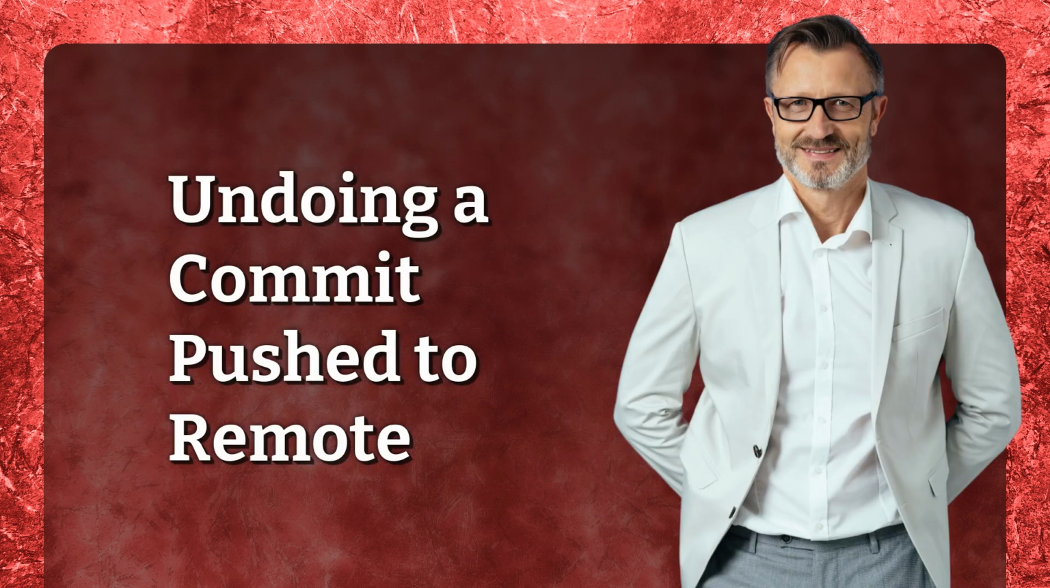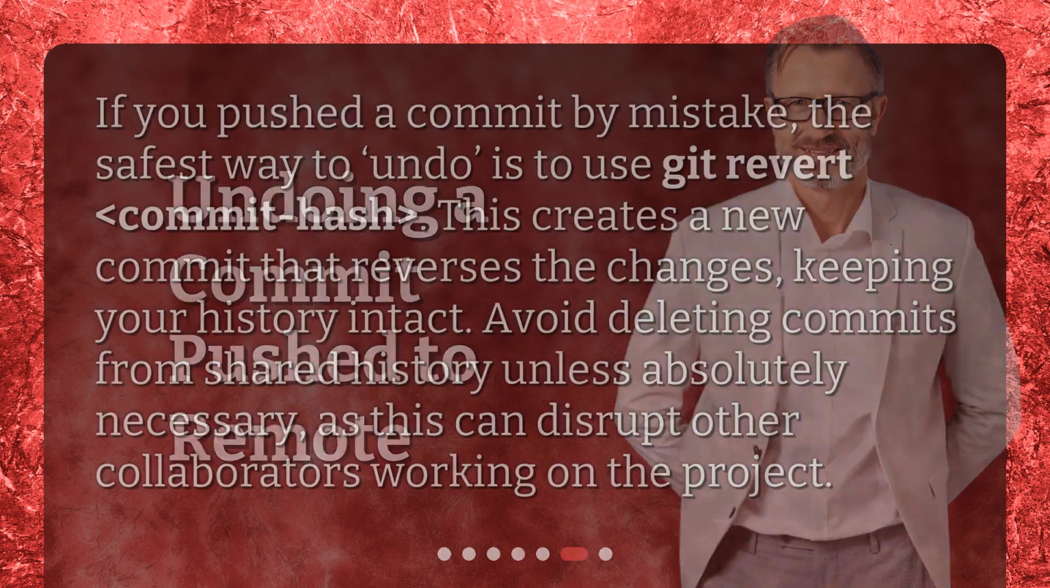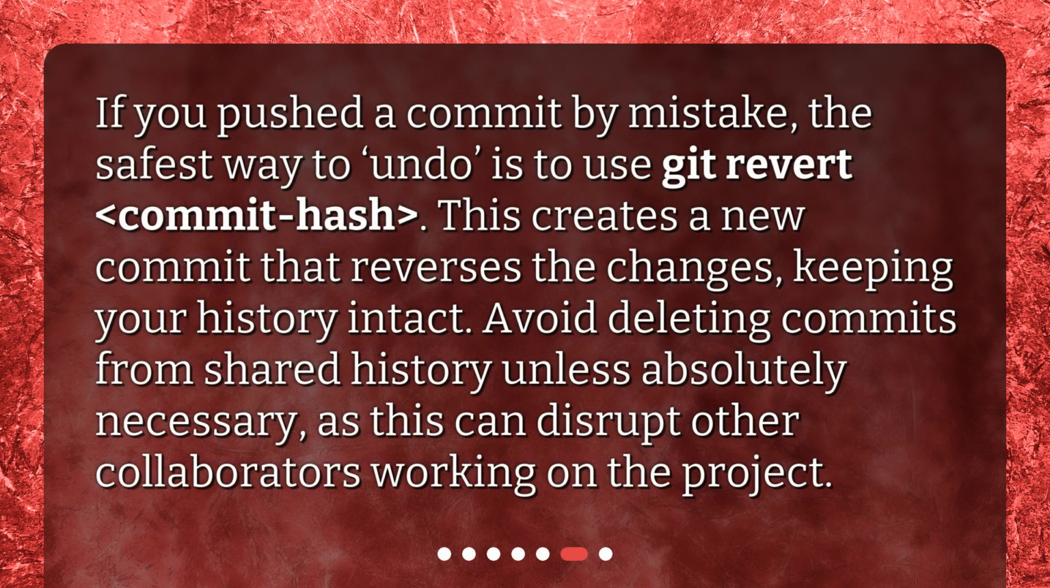Undoing a commit pushed to remote. If you pushed a commit by mistake, the safest way to undo is to use git revert <commit hash>. This creates a new commit that reverses the changes, keeping your history intact. Avoid deleting commits from shared history unless absolutely necessary, as this can disrupt other collaborators working on the project.